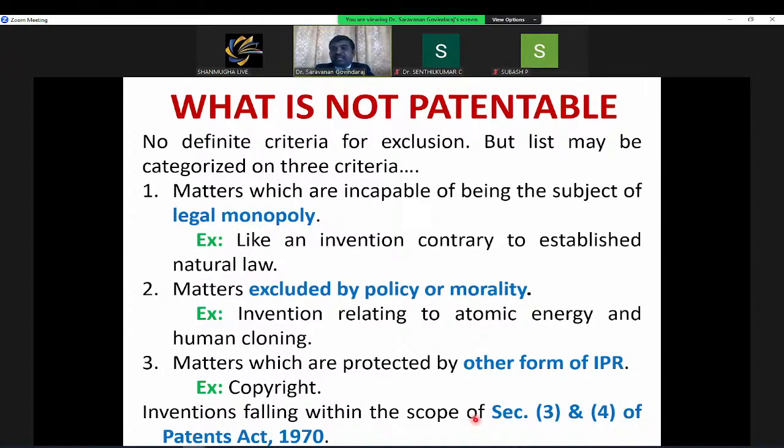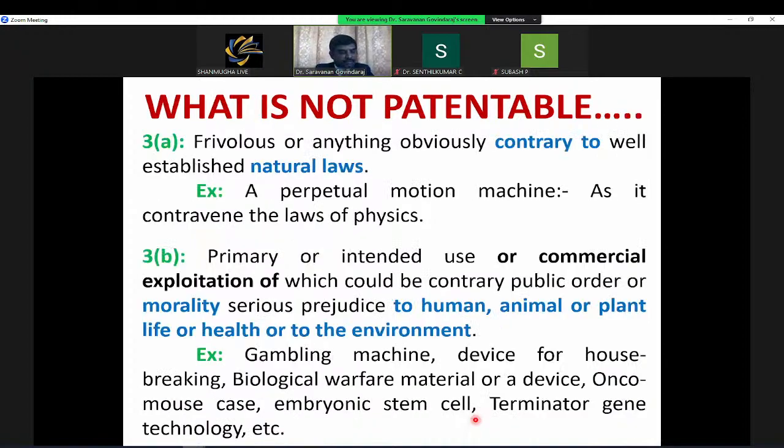And these Section 3 and 4 we are going to discuss elaborately. If you look at Section 3, it has many subdivisions. There are 16 subdivisions in Section 3, called 3A, 3B, 3C, like that, up to 3P. Each section covers one particular area.